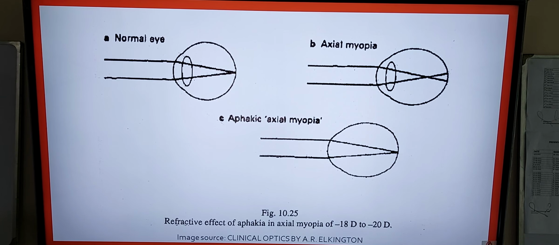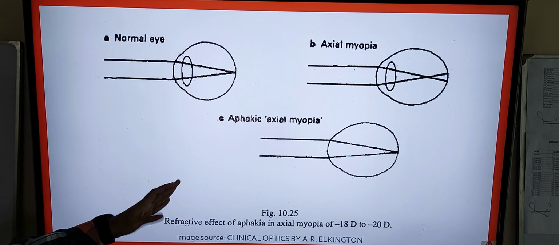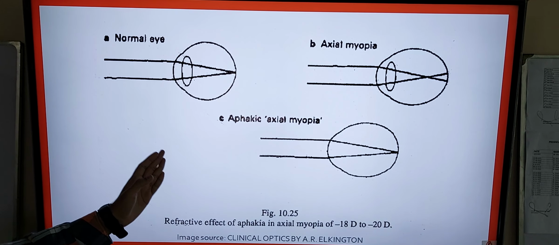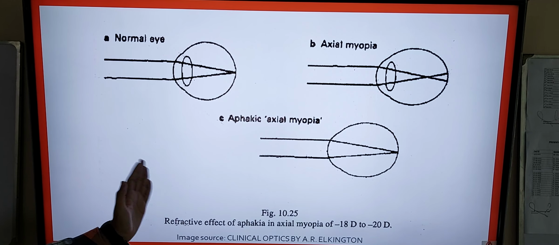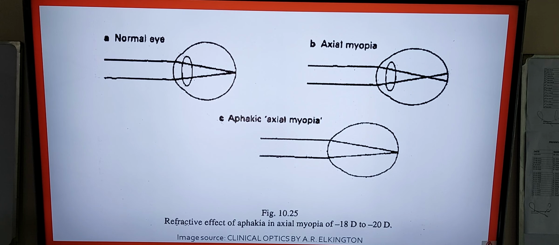How is this value calculated? We know that myopia is calculated via refraction. The amount of myopia is calculated via the refraction, or you can say putting spectacles. So this was done, and we noticed that by putting spectacles of minus 18 or minus 20 diopters, we had achieved emmetropia without the need of intraocular lenses.